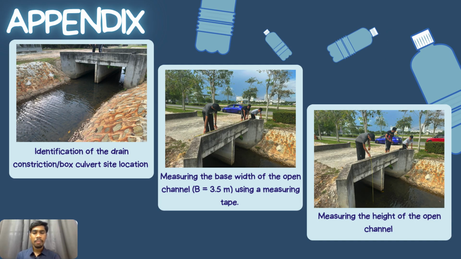And these are the appendix for our project. The first photo is identifying the drain, constriction or box culvert site location. The second picture is measuring the base width of the open channel, B equals 3.5, using a measuring tape, and the last picture is measuring the height of the open channel.